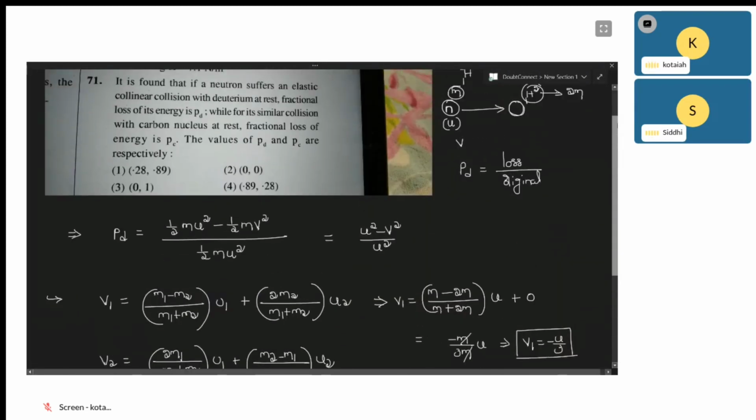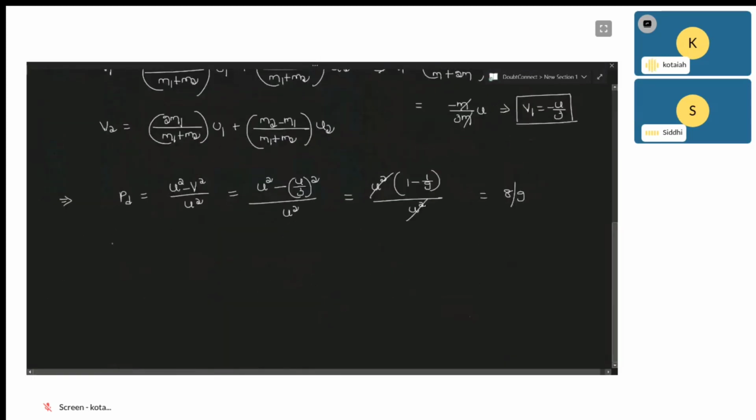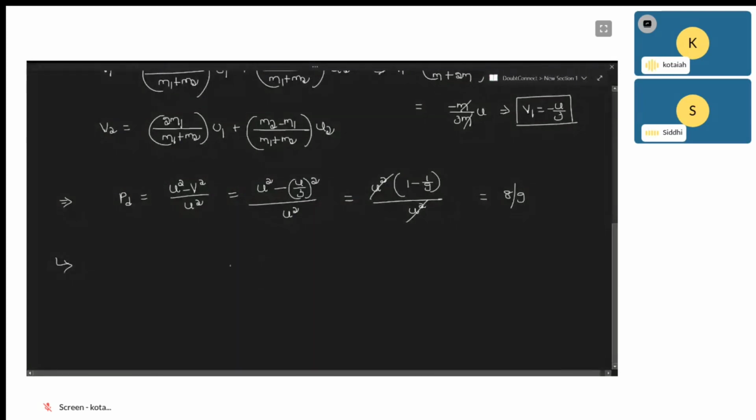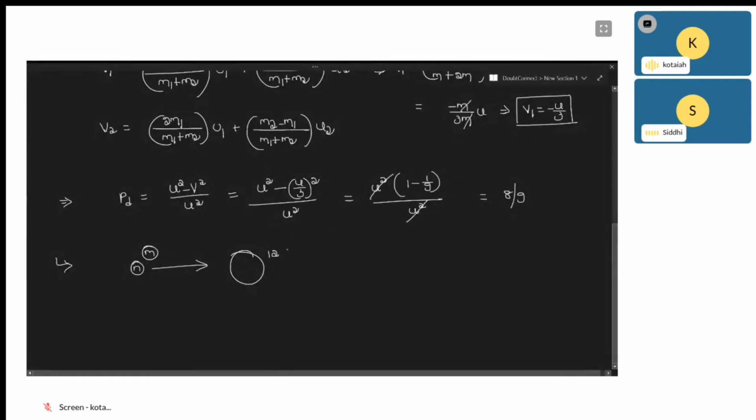Next one, while for its similar collision with carbon nucleus at rest, fractional loss is Pc. Now it is going to collide with the carbon nuclei. This is the carbon nuclei and this is the neutron. Now carbon nuclei means how many protons will be there? Carbon, what is the atomic number? 6. So 6 protons. How many neutrons? 6. So if mass of the neutron is m, mass of the carbon nucleus is 12m, 6 plus 6.